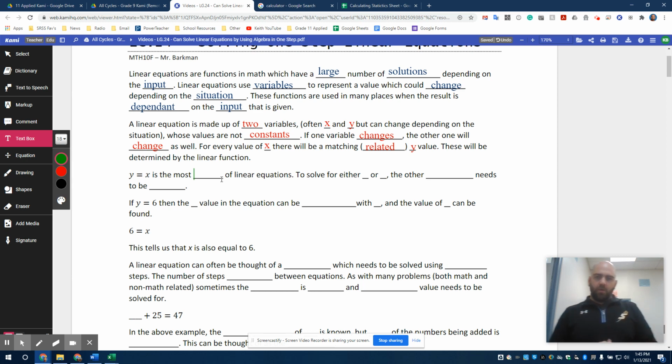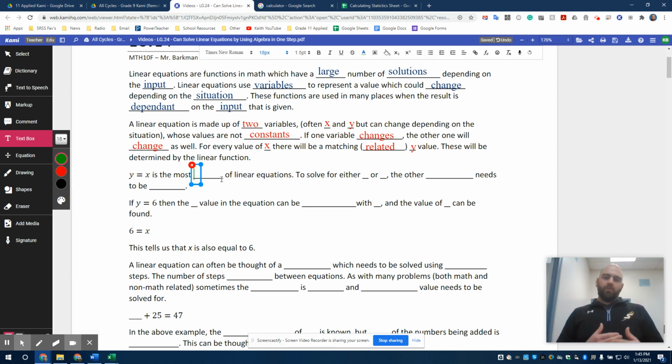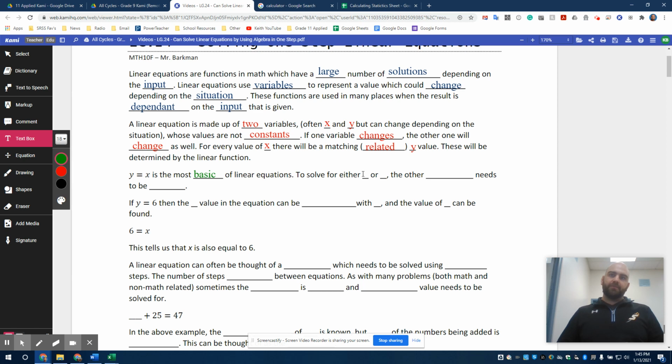Now, let's look at one right here. This is the most basic one. We have y equals x. So the y value is equal to the x. This is the most basic of linear equations. And to solve for either x or y, the other variable needs to be known.